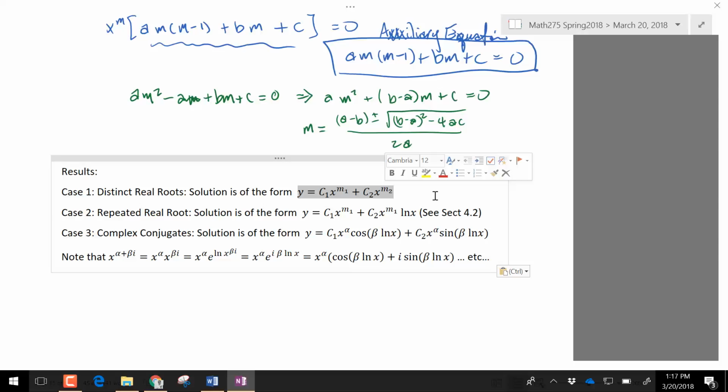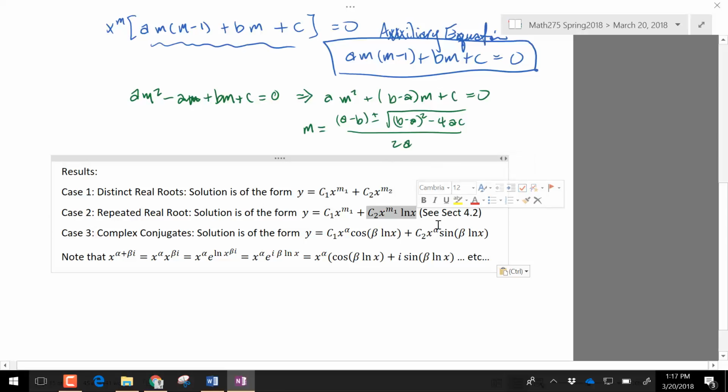And so I encourage you to do the work to find your second solution using 4.2 methods, the reduction of order, to show that if one of your solutions is x to the m, then your other solution is x to the m times ln of x. Extra knowledge for you.